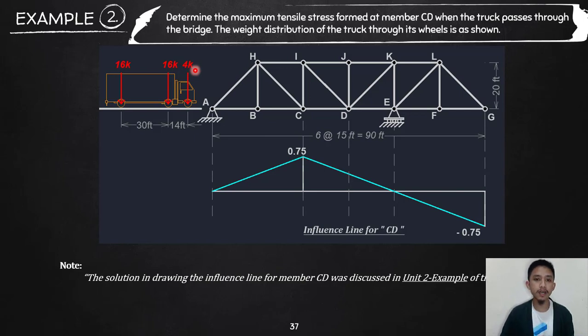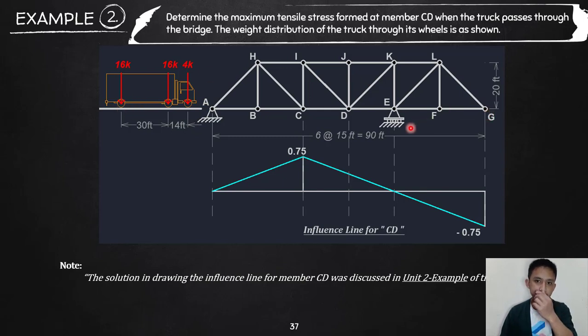That is the total weight of the truck, but it will be distributed due to the 3 contacts of the wheels, and that is given as 60 kips, 16 kips, 16 kips, and 4 kips on the front wheel. So that is what we will be following. The distance of the rear wheel to the intermediate is given to be 30 feet, and then the intermediate to the front wheel will be 14 feet. We will assume that the truck will be moving from point A to point G, passing from left to right.